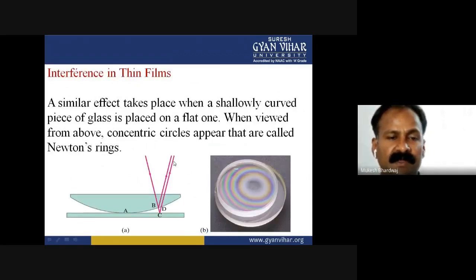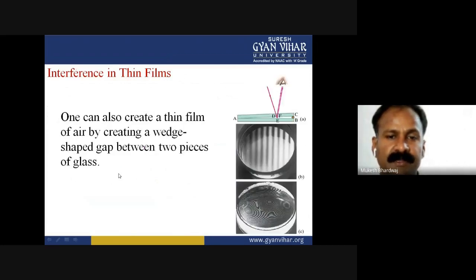Interference in thin films we had already discussed. A similar effect takes place when a shallowly curved piece of glass is placed on a flat surface. We can also create a thin film of air by creating a wedge-shaped gap between two pieces of glass.